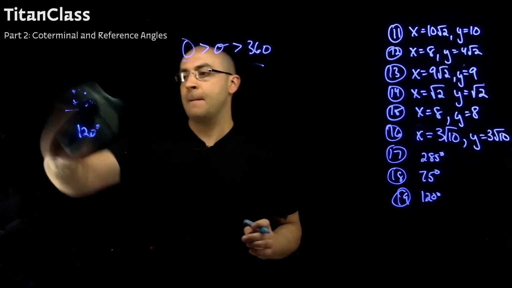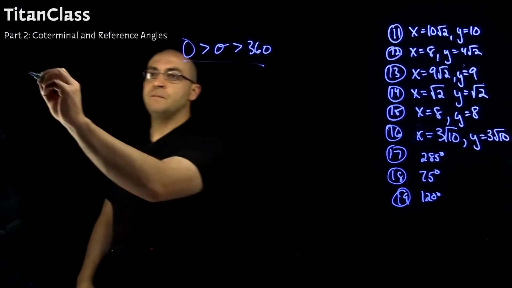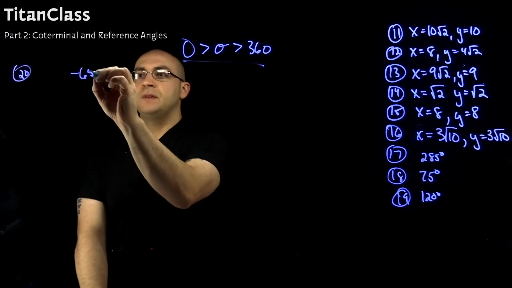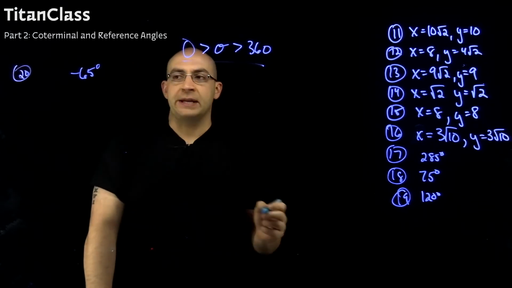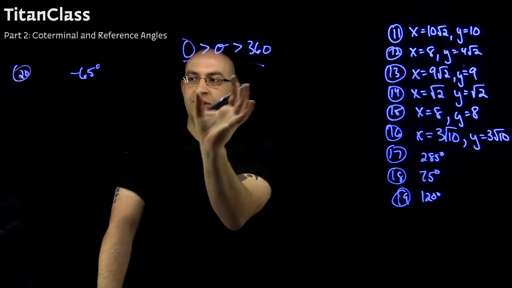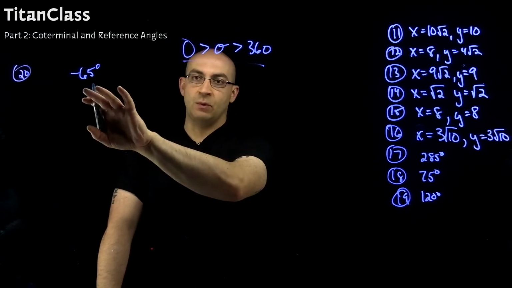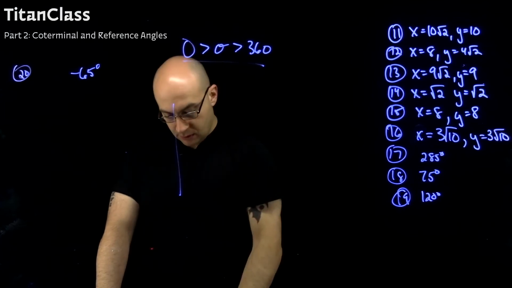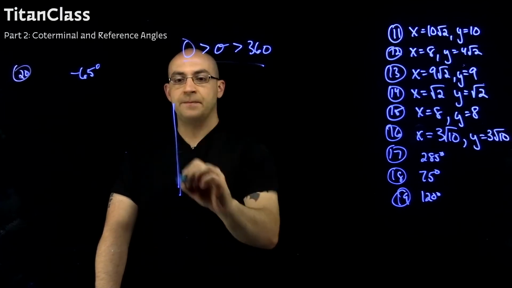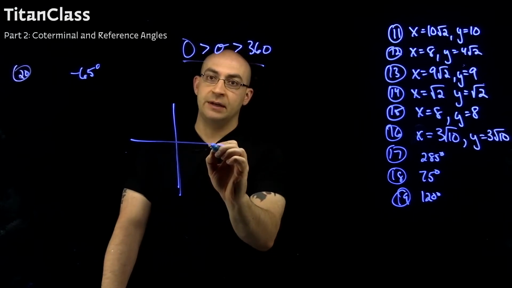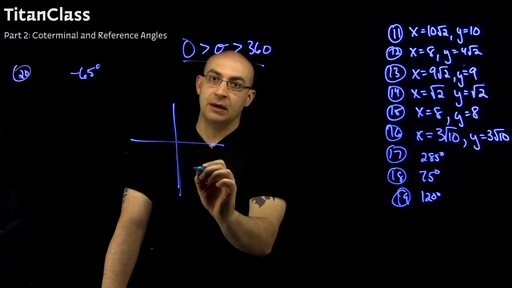Let's go to number 20. Negative 65. Okay, this one's probably pretty easy. I am not outside of the boundary of one revolution. I'm still within one revolution. Now I can actually draw this one to make it a little bit easier because there's not multiple revolutions here. Remember, negative angles start from my initial point and go clockwise.